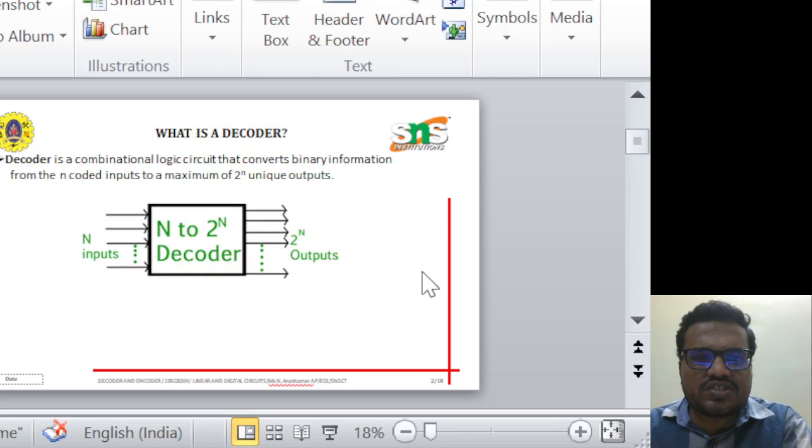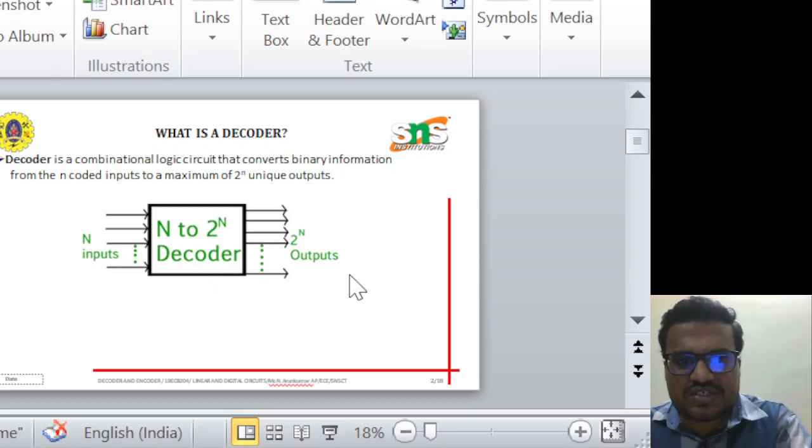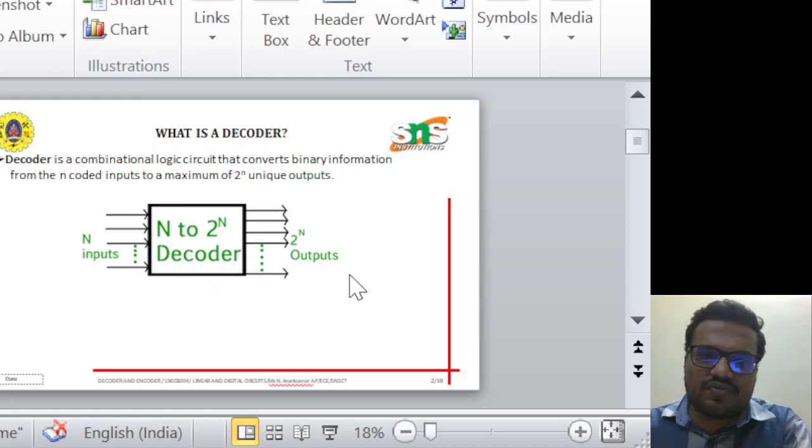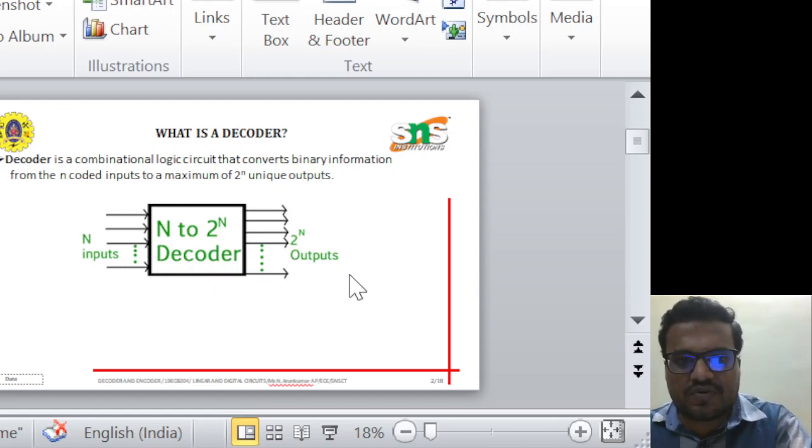In decoder circuits, initially n input signals are given. n is nothing but the number of input values. Based on the n inputs, the output will be taken as 2 power n output signals. For example, if you give n as 2 input signals, then the output will be 2 power n. 2 power 2 means 4 output signals will be taken in the decoder circuit.